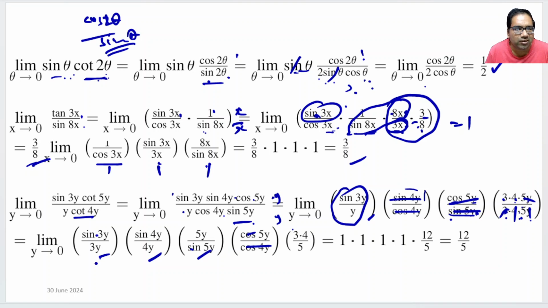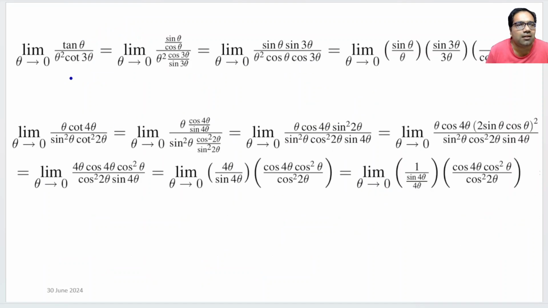Okay. Now sin 3y by 3y. When y tends to 0, obviously 3y also tends to 0. This is 1. 4y by 4y, this also, when y tends to 0, 4y tends to 0. That is also 1. This is also 1. This is anyway 0, cos 0 by cos 0, this is anyway 1. We are left with 3 into 4 by 5 and all ones. Right. That is 12 by 5.